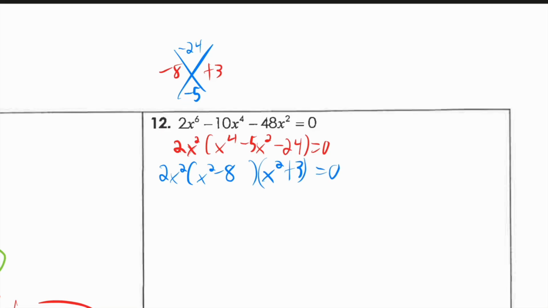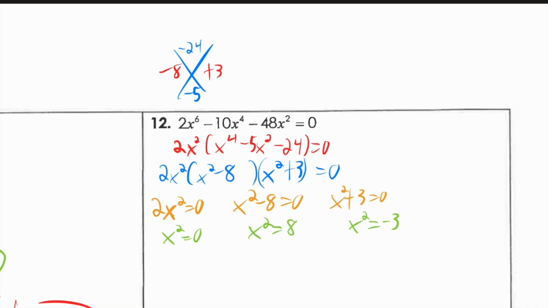And now, since neither of these second parentheses have b terms, I'm just going to go ahead and set them equal to 0 and solve by square rooting. They also don't factor even if you do try. And so I divide by 2 in this first equation, get x squared equals 0, add 8 in the middle equation, get x squared equals 8, and subtract 3 in the last equation, get x squared equals negative 3.